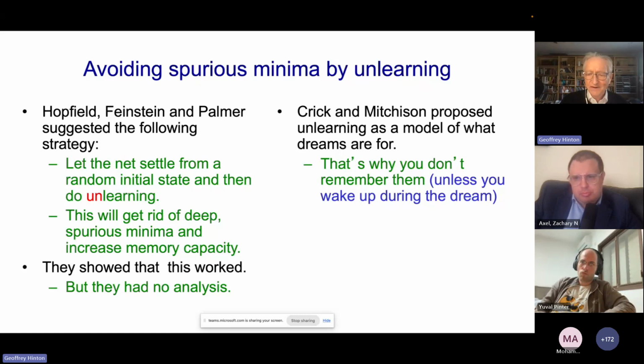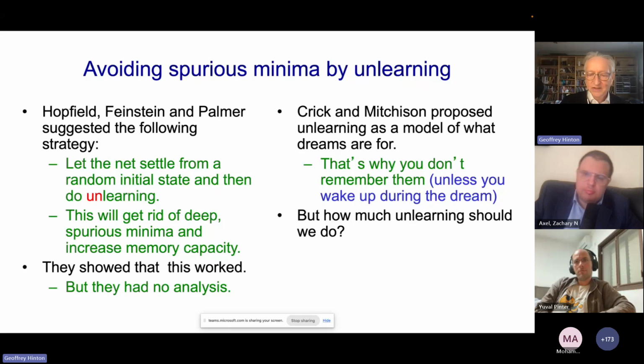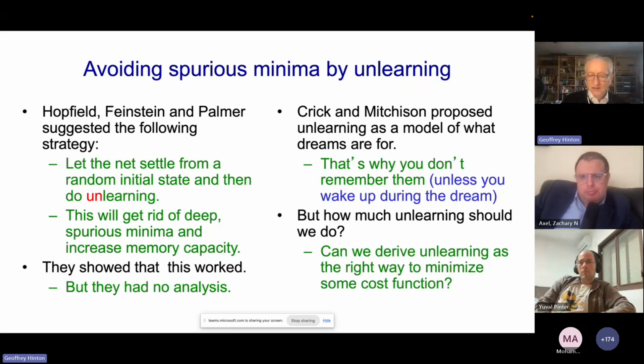And why don't you remember them? Because they're very interesting. My dreams are typically much more interesting than what happens to me during the day. And yet I don't remember them. So Crick's theory was it's because the point of dreams is to unlearn the things you tend to believe that weren't supported by data. But they couldn't say how much unlearning you should do. And Terry Sejnowski and I got to thinking, can we derive unlearning as the way to minimize some sensible cost function? So we can say how much unlearning you should do and what it is you're optimizing by doing unlearning.